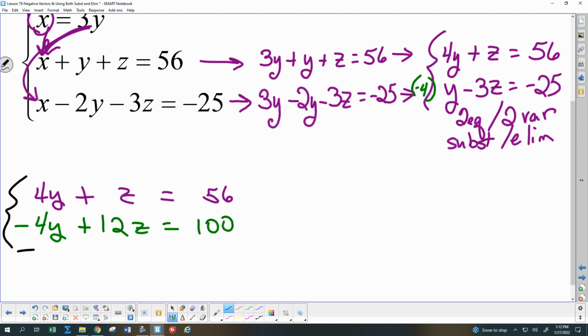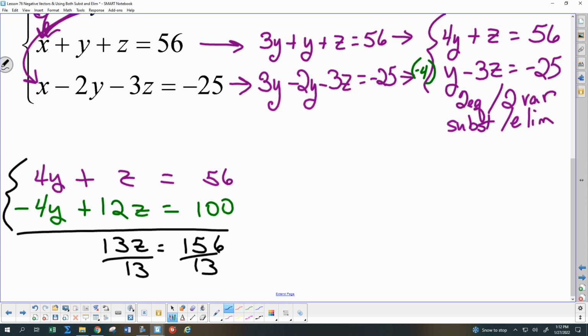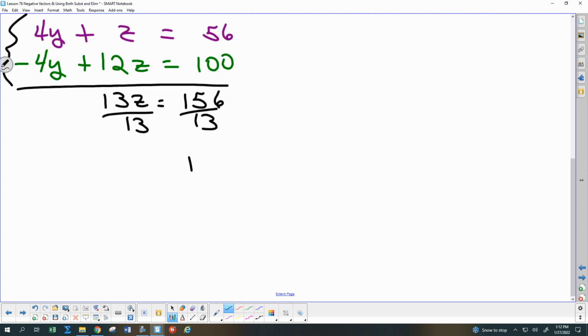And please give me a thumbs up, thumbs down. Am I okay, or have I made any errors at this point? Okay, thanks for the double check there. I see the thumbs up. My y's cancel, 13z, not a real nice number here, but we can do it. 13z is 156. And let's see, 13 goes into the 15 once with 2 left over. Bring down the 6, so 26, 13 goes into 26 twice. So I believe z is 12.